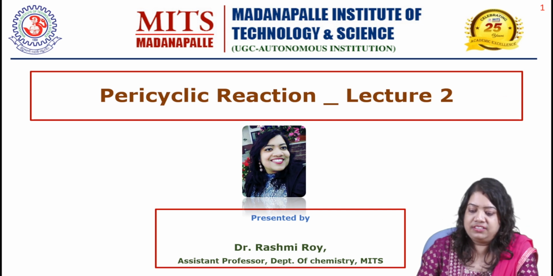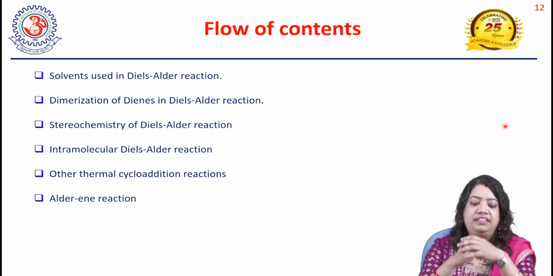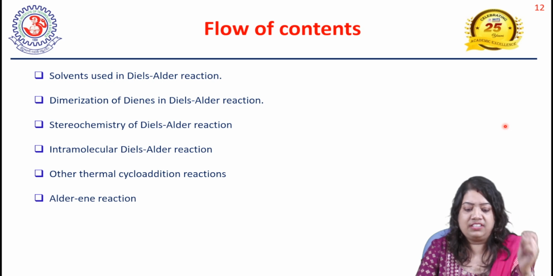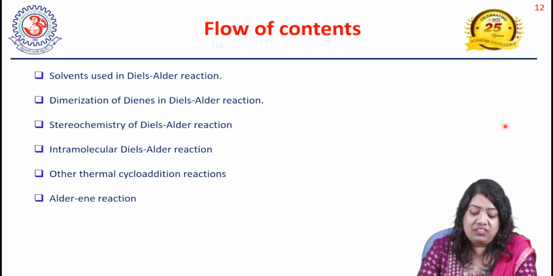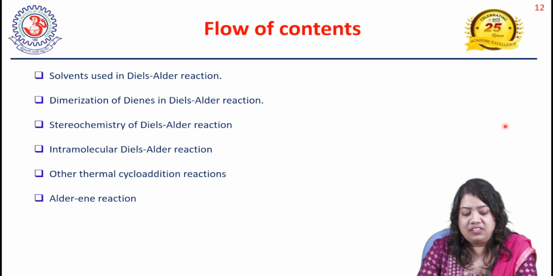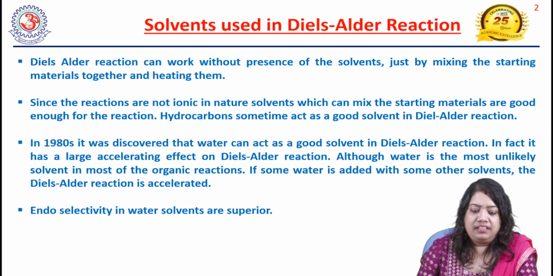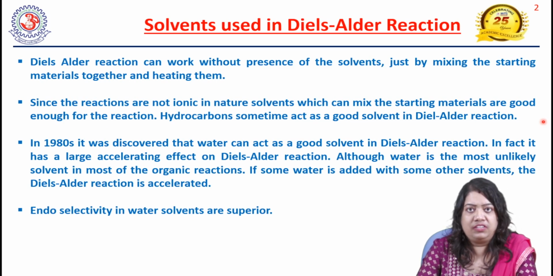In today's lecture, in this next part, I am going to discuss the solvents used in Diels-Alder reaction, dimerization of dienes in Diels-Alder reaction, stereochemistry of Diels-Alder reaction, intramolecular Diels-Alder reaction, other thermal cycloaddition reactions apart from this 4n plus 2 pi cycloaddition reactions, and the Alder-ene reaction. So first I will discuss solvents used in Diels-Alder reaction.